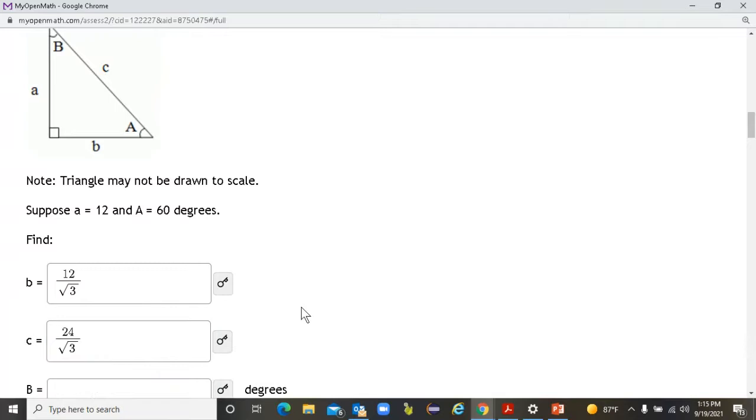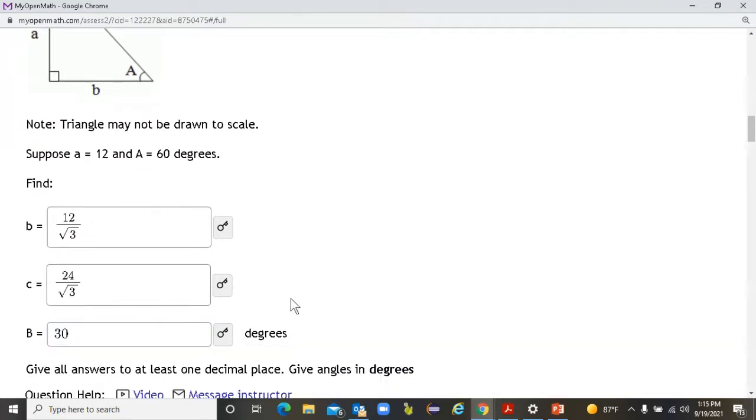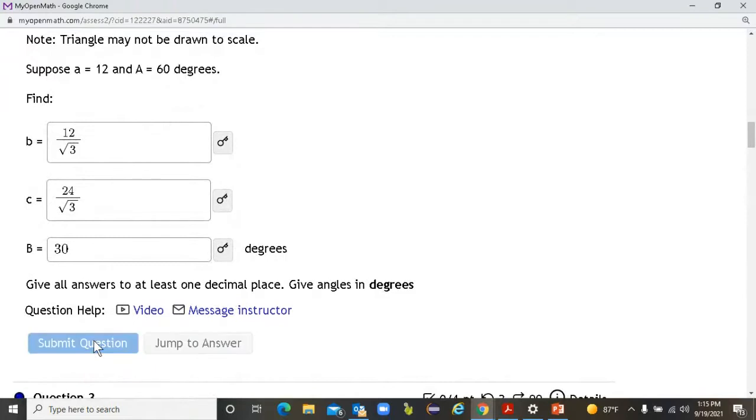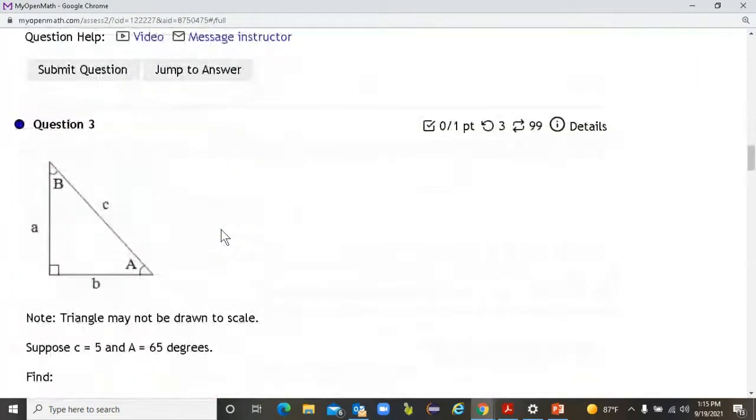I just like exact values because I don't use calculators very often. Let's just see if it gets mad. It's not mad. Yay. Okay.